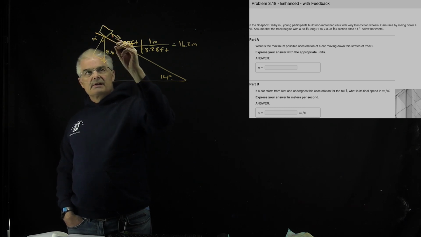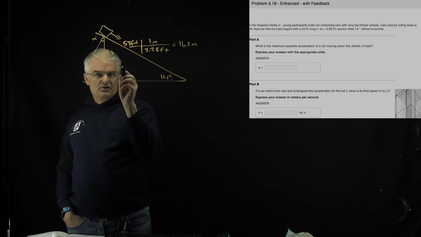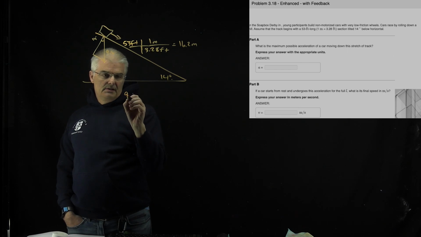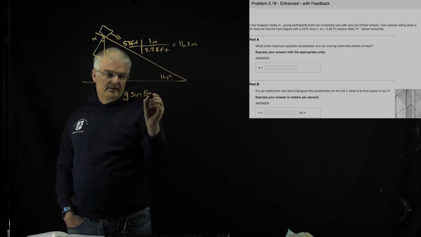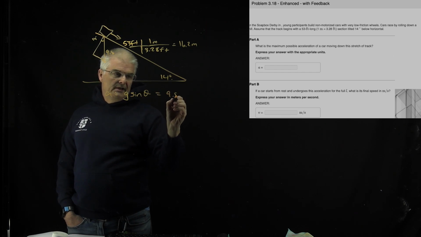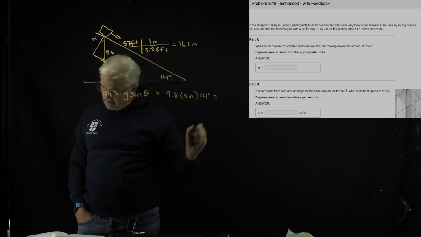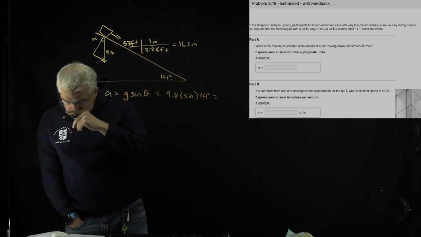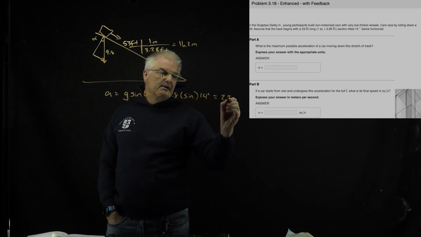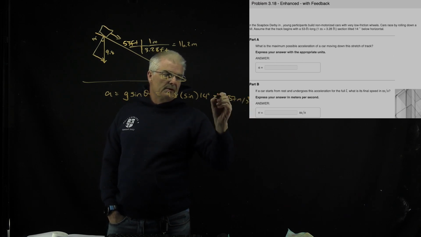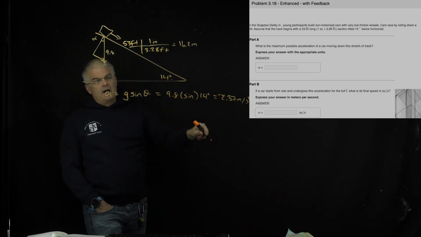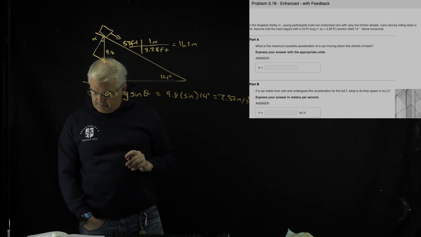As it turns out, the acceleration down a ramp is always g sine theta. So the acceleration is g sine of theta. So that's 9.8 times the sine of 14 degrees. My calculator told me that was 2.37 meters per second squared. By the way, that's negative because it's going down the ramp.